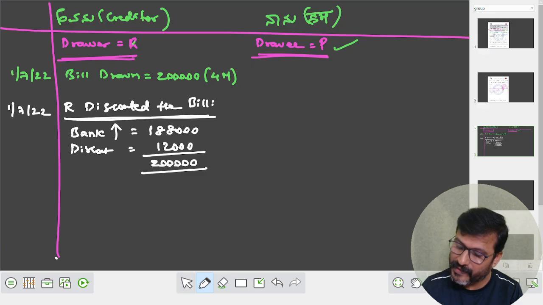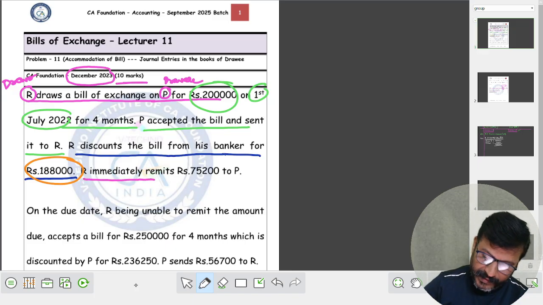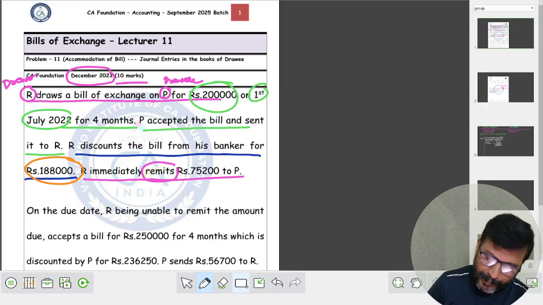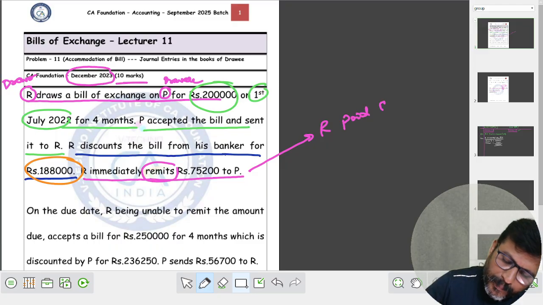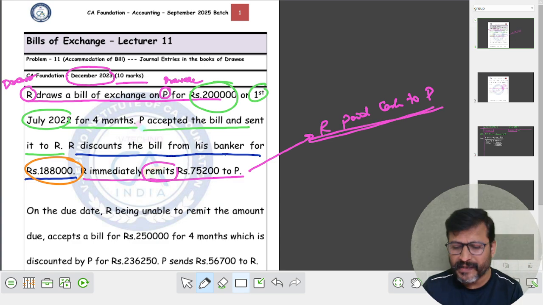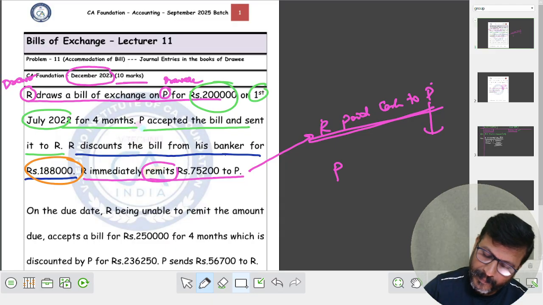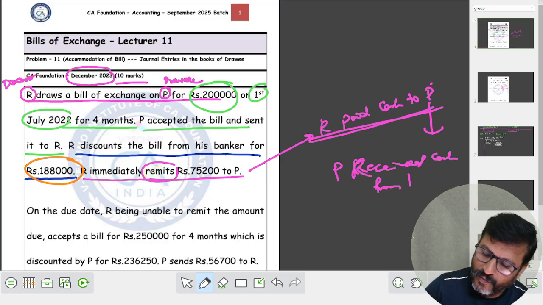See what happened in the next stage of the problem. Be careful, my dear students. R immediately remits 75,000 to P. Or immediately remit to P means or paid cash to P. It means, are we doing the answer for R or P? We are doing the answer for P. So P received cash from R.